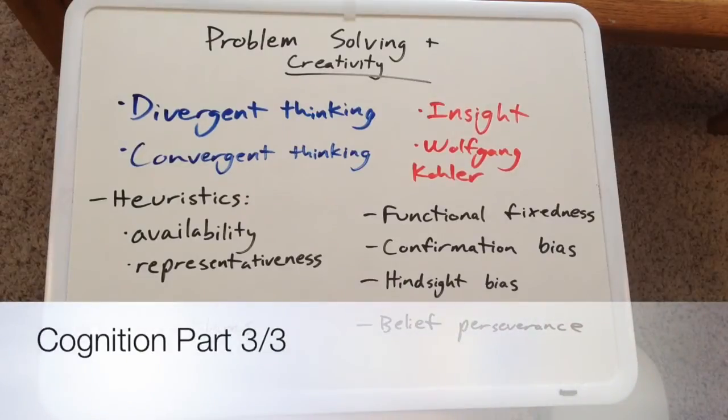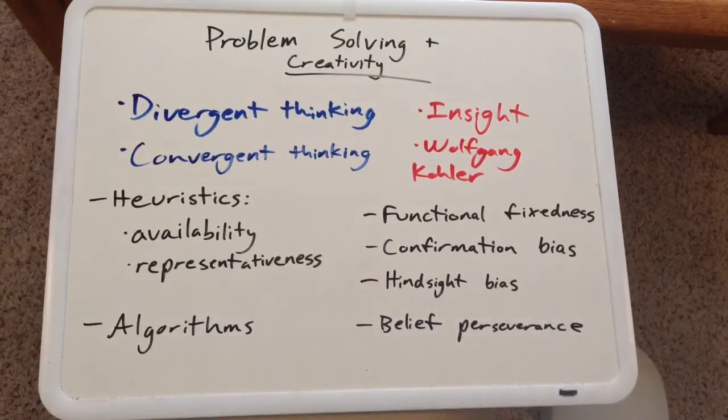Alright, so finally for this chapter on cognition, I'm going to talk about problem solving and creativity. The first two terms I'm going to talk about are divergent thinking and convergent thinking. Divergent thinking is pretty much your brain's ability to come up with as many correct answers as possible to a certain problem. For example, coming up with the idea like, what are all the uses for a brick?